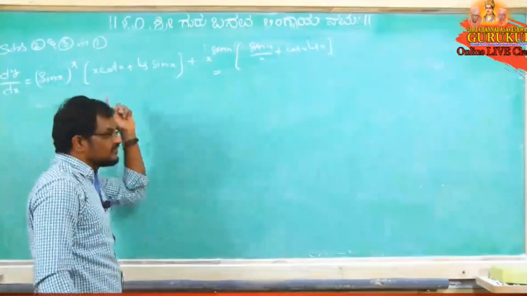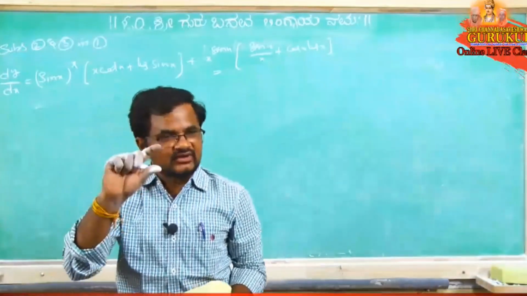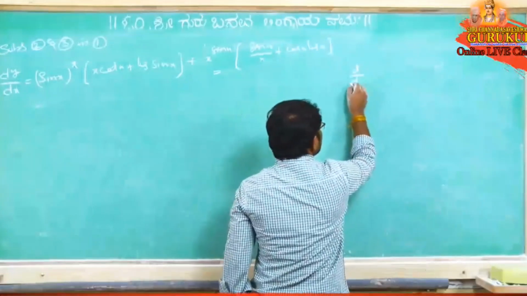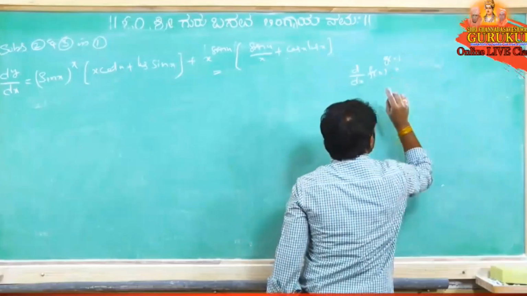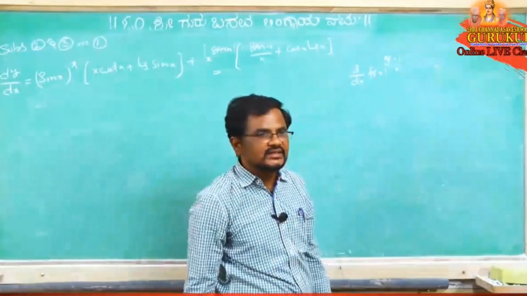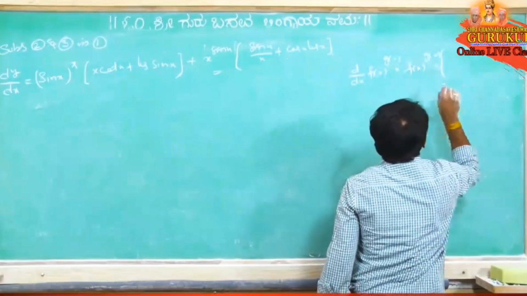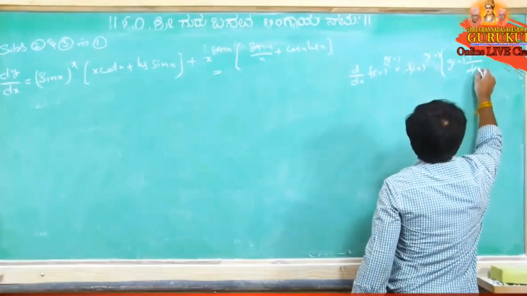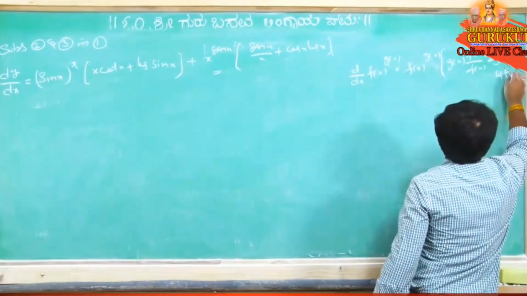Now this is given previous problem. It is in the form of what? First type, f of x whole power g of x. So we know that differentiation of f of x whole power g of x is equal to f of x whole power g of x into [g of x f dash x by f of x plus g dash of x into log of f of x].